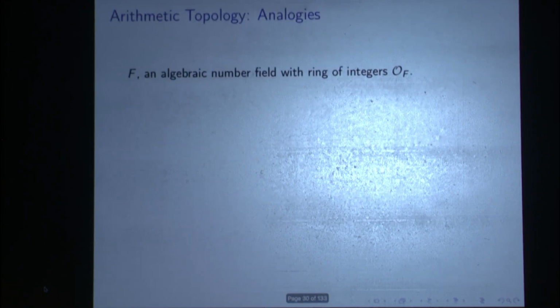Now let's move on to the analogy, this arithmetic topology business that people initiated in the 1960s. So start with an algebraic number field with a ring of integers. The analogy that Mazur and Mumford proposed is that the spectrum of the ring of integers should be like a 3-manifold. And I'll try to explain in various different ways why people thought this. Right now, I'll just assert this, and then we'll move on to the rest of the analogy and come back to this.